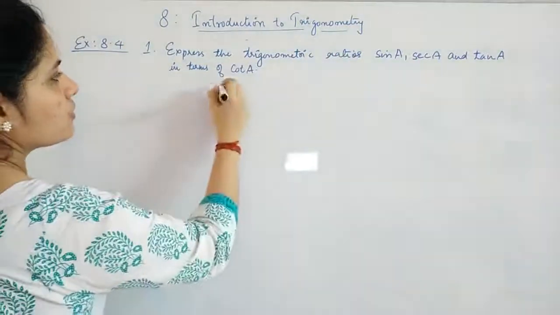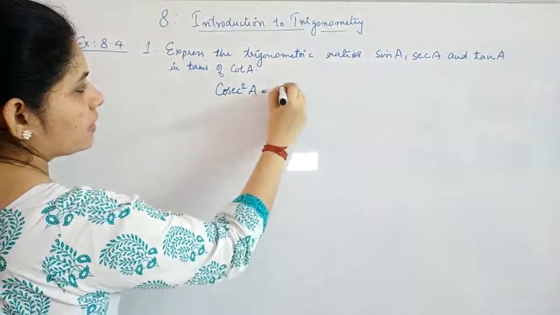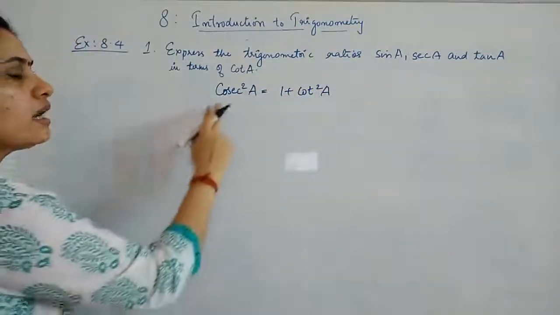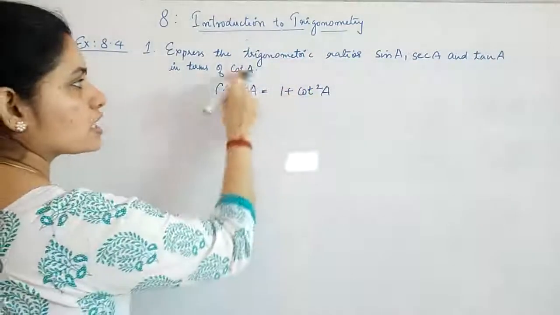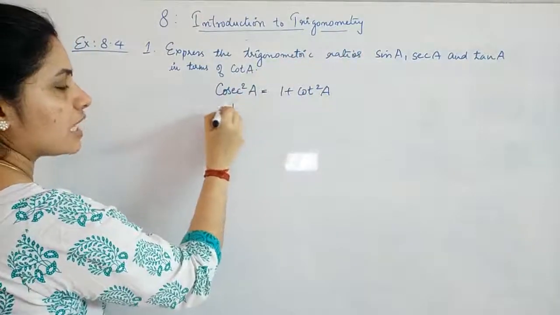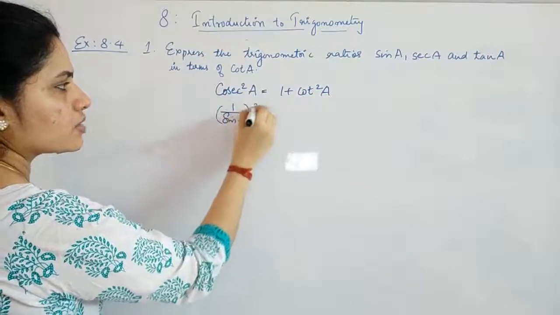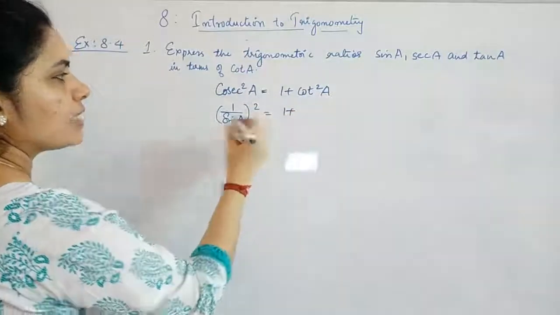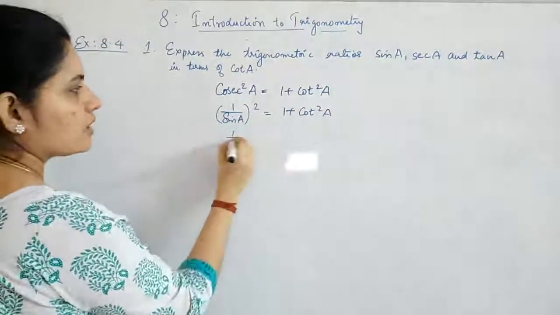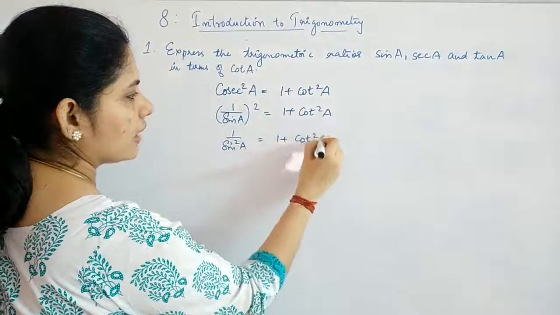Okay, so first what we know is cosec square A is 1 plus cot square A, one of the identities, right? Now what is cosec square A? Again we are changing only this because in the answer we need cot. So in terms of sin, cosec is 1 by sin, right? 1 by sin A the whole square, or it is 1 by sin square A. So the right hand side is same, 1 plus cot square A. Now this will become 1 by sin square A is equal to 1 plus cot square A.